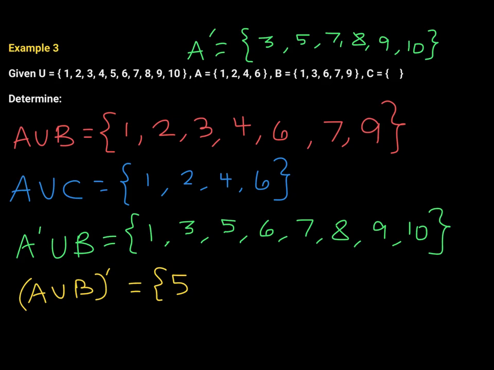Okay, what else? 6. No, 6 is in A union B. So is 7. Okay, here we go. 8. 8 is in the universal set, but it's not in A union B. Therefore, 8 makes it into this set here. And then finally, that's it. Oh, no, one more, right? 10. 10 is in the universal set, but it's not in A union B. So then 10 makes it into the complement. So there we have it. Cool.